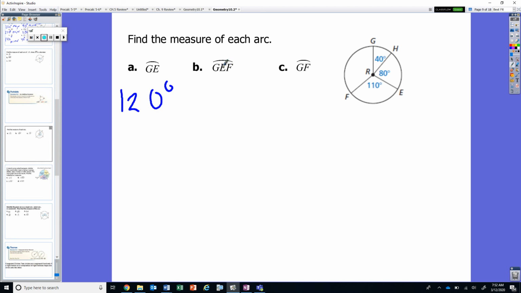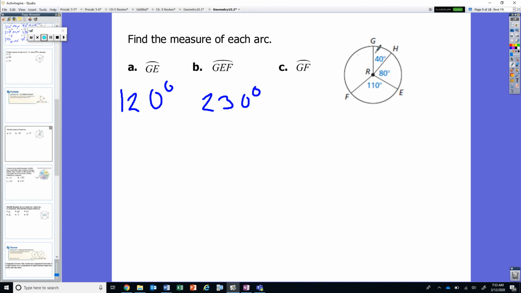All right, let's take a look at GEF. Again, when it has three letters, we can assume that it is a major arc, but realistically, we can also 100% know what direction it is telling us to measure in. So I'm just going to follow the letters, G to E to F. So I'm going to be taking GH plus HE plus EF, and that would give me GEF. So that's 120 plus 110, so we have 230 degrees for the measure of our arc GEF.